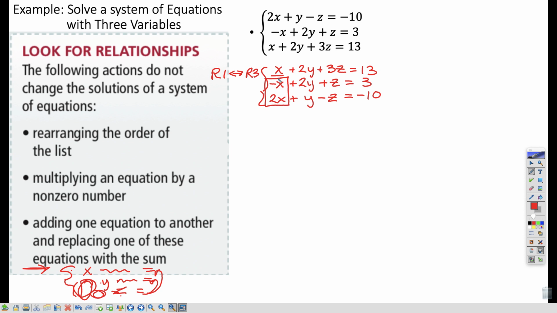Anytime we want to clear the first column, because I want those to be zeros, I want those to be gone, guess what row you use? The top one, row 1. If I want to clear column 1, I want to use row 1. If I want to clear column 2, I want to use row what? 2. If I want to clear column 3, I want to use row 3. And just work your way across.